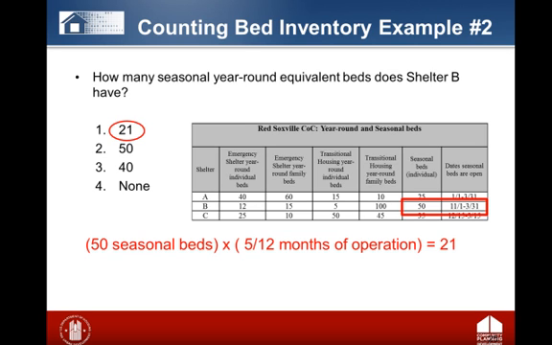Because Shelter B operated the seasonal program for 5 months out of the year, or about 42% of the year, you can assume that the year-round equivalent formula to see the seasonal program had an equivalent of 21 cold weather beds in 2015. To put that differently, you have 50 seasonal beds times 0.42, or 5 out of 12, which ends up equaling 20.8, rounded up to 21.